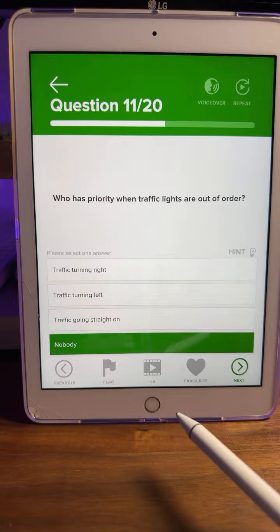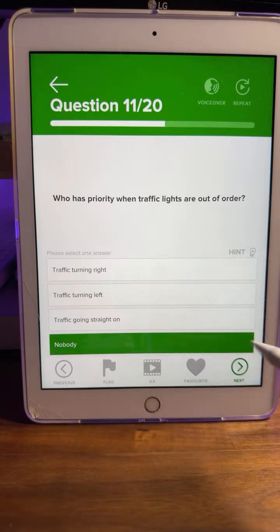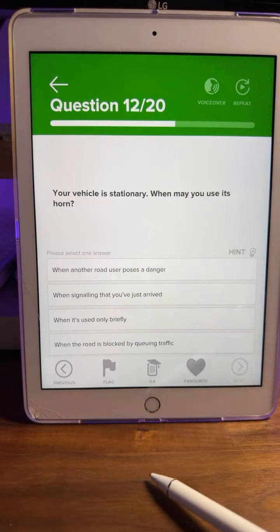So when the traffic lights are not working, nobody has priority. Not left turns, right turns, or straight ahead. You've got to be very, very careful. Treat it like a crossroad junction without traffic lights. Simple as that. A crossroad junction with no give way lines, and obviously the lights aren't working. So you've got to be looking everywhere, left, right, straight ahead, and see if it is safe for you to go. So nobody has priority.